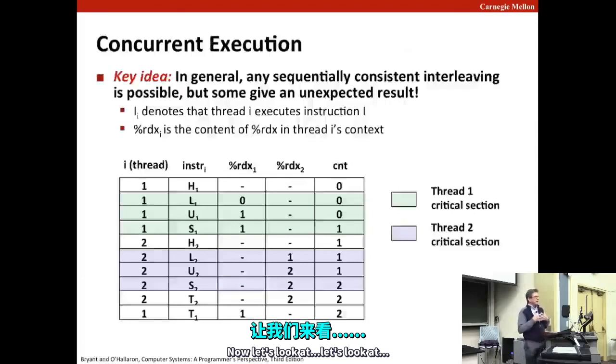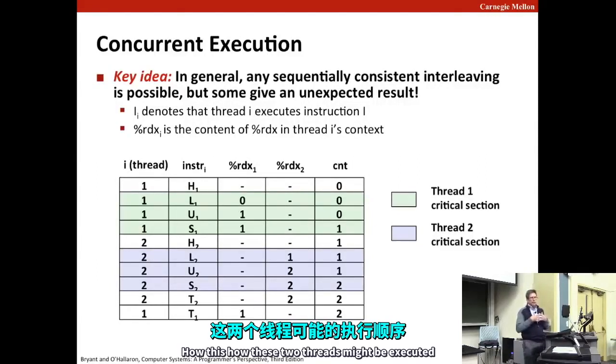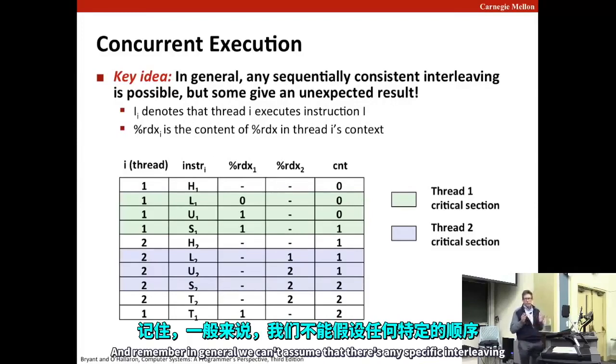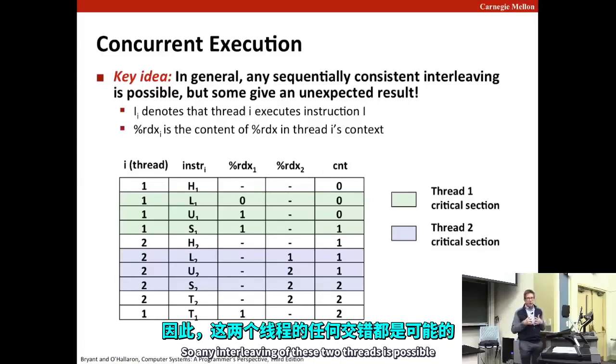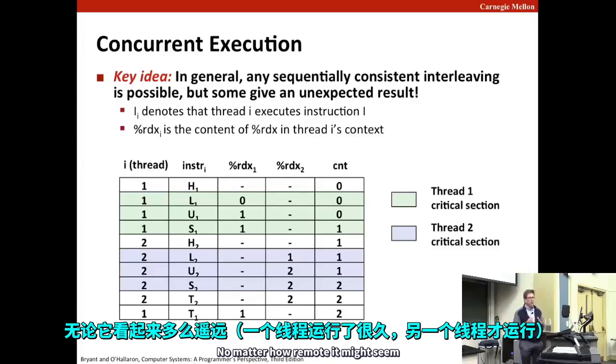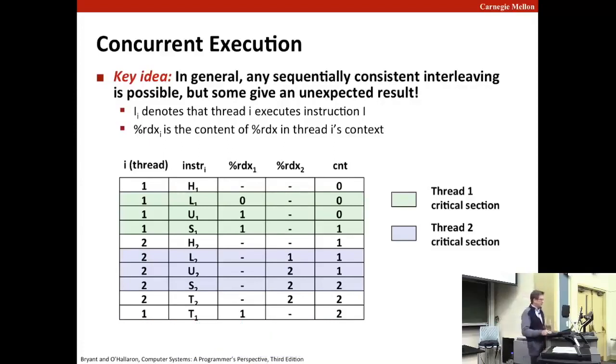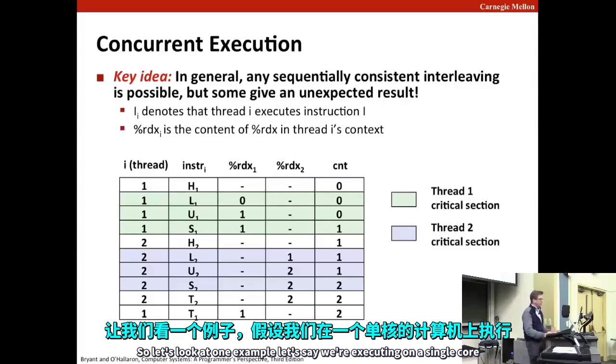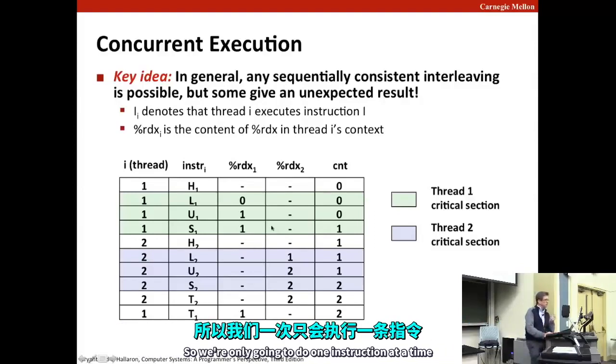Now, let's look at how these two threads might be executed. And remember, in general, we can't assume that there's any specific interleaving. So any interleaving of these two threads is possible, no matter how remote it might seem. Let's look at one example. Let's say we're executing on a single core, so we're only going to do one instruction at a time.